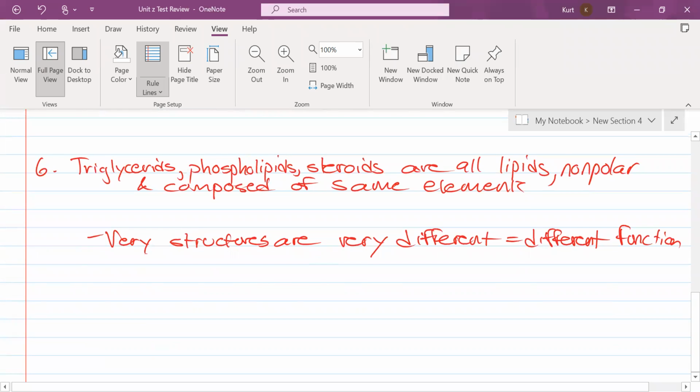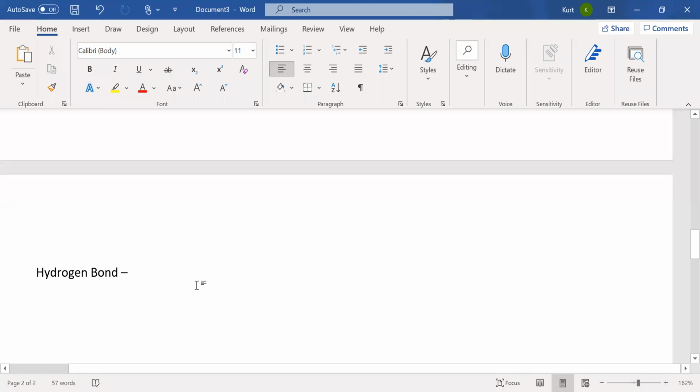Okay, let's move on to the vocab. Now I'm going to switch over to Microsoft Word. We're going to type it up. It'll be a whole lot faster. Hopefully I won't have too many typos. Let's switch on over. All right, hydrogen bond.